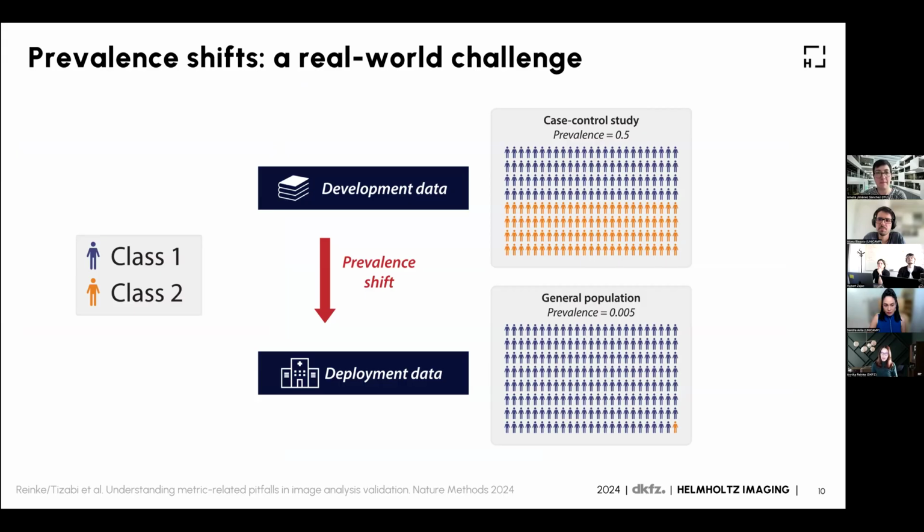But if we go to the real world, to the deployment data, we often have a much, much lower prevalence, like you see in the bottom example, and we somehow have to deal with this prevalence shift. And this is why it is difficult to work with metrics like accuracy, which are concerned with class imbalance problems.